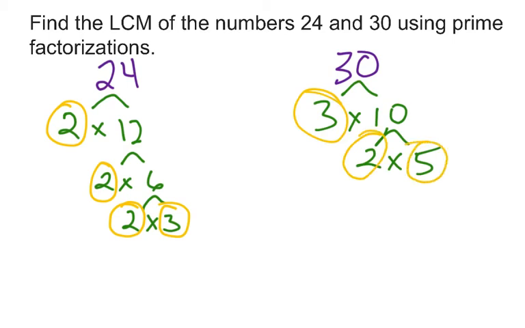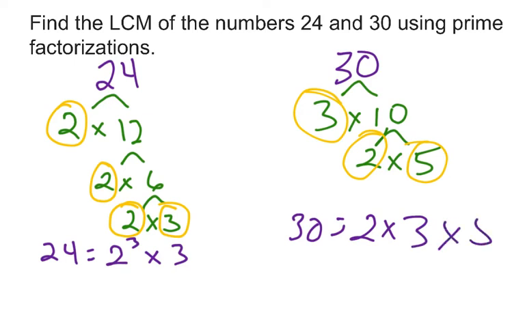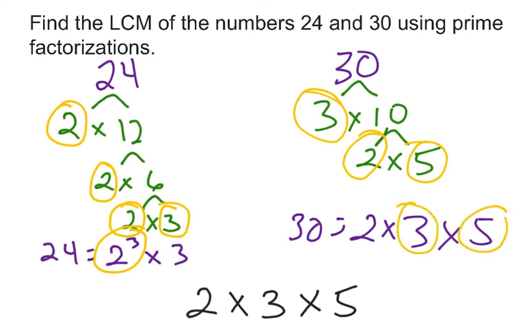Again, keeping these separate, I have 24 is 2 to the third power times 3. 30 is 2 times 3 times 5. So I have a 2, a 3, and a 5. And now I need to circle the highest power. So 2 to the third power is the highest. In the case of the 3, it's just 3. And 5, it's just 5.